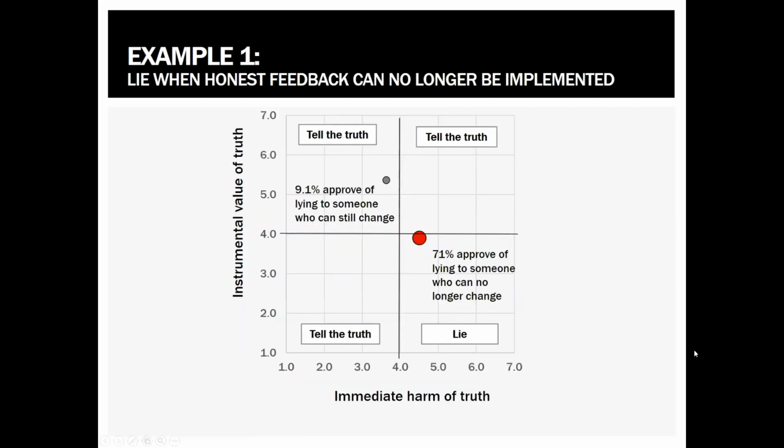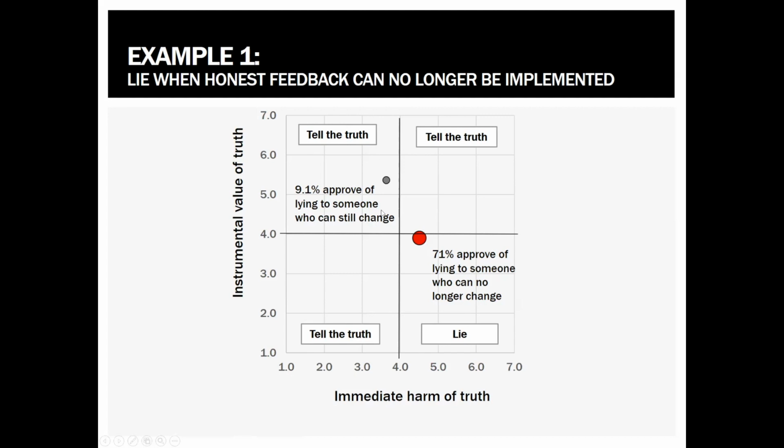So let me walk you through this graph. We also ask participants their judgments of the instrumental value of truth in each situation and the immediate harm of truth. And we see the gray circle here is the control and the red is the treatment. And so what we see is that, right, when someone can change their suit, it's not all that harmful to tell them it's inappropriate.